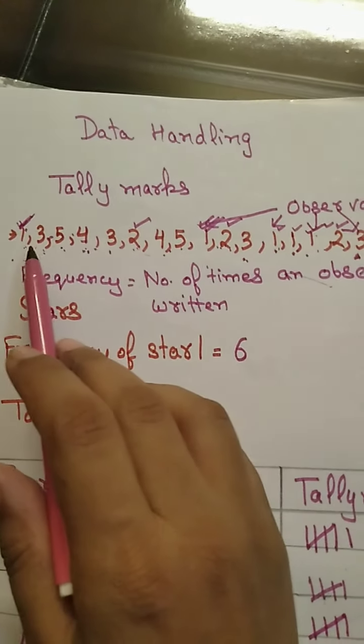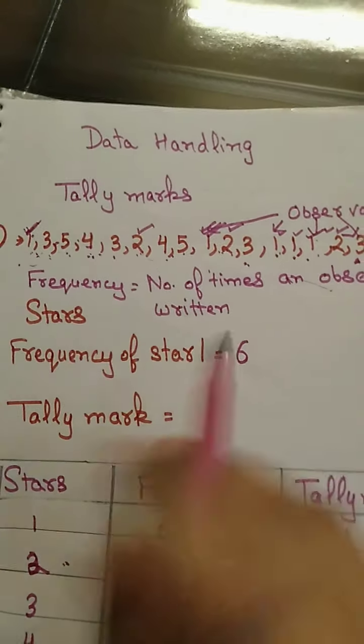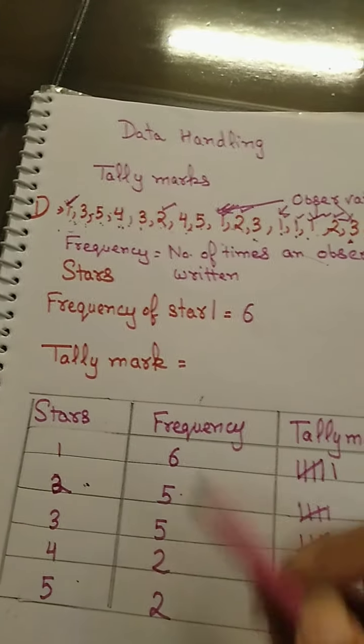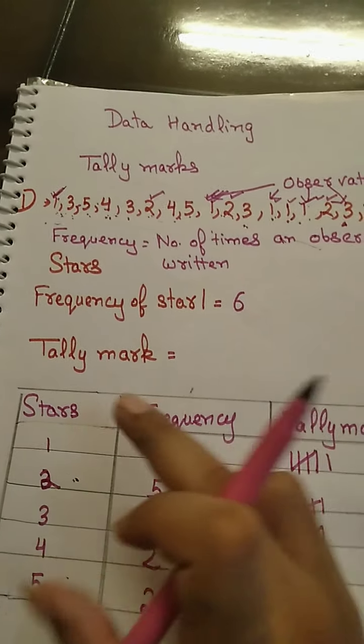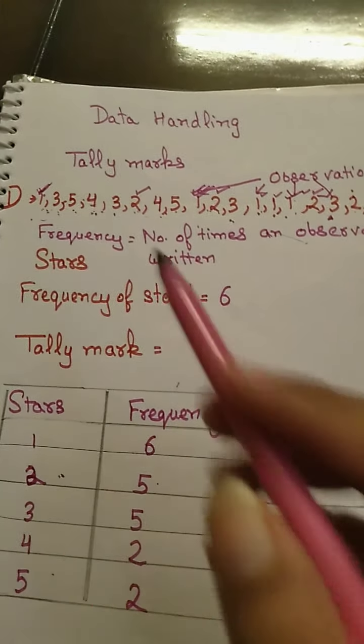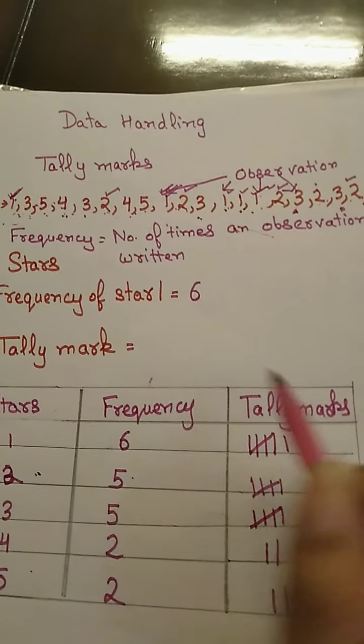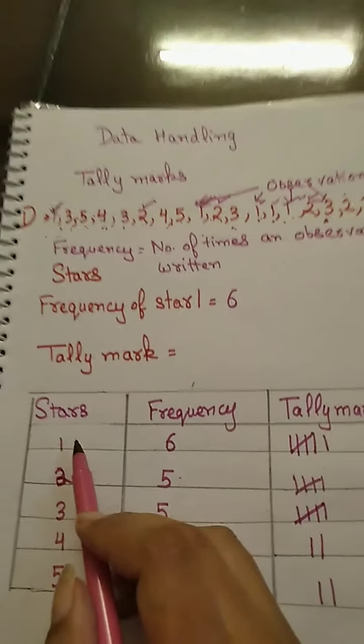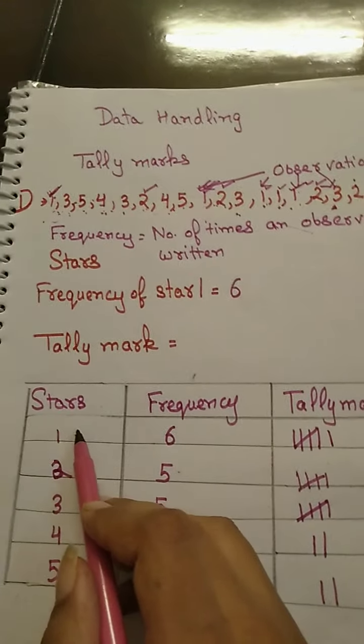We have calculated that the frequency of star 1 is 6. If we see the chart, which is the organized form of the 5-star rating, there are 1, 2, 3, 4, 5. We will write the frequency of these stars, and then we will calculate the tally marks of these stars. As we have seen, the frequency of star 1 is 6. How can we write it with the help of tally marks? 1, 2, 3, 4 and 5, and then we proceed to the next number, that is 6 over here.